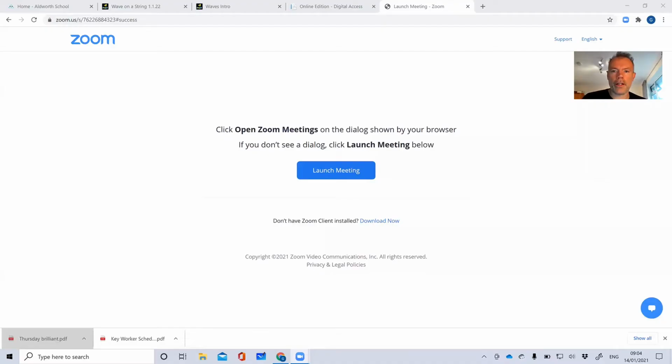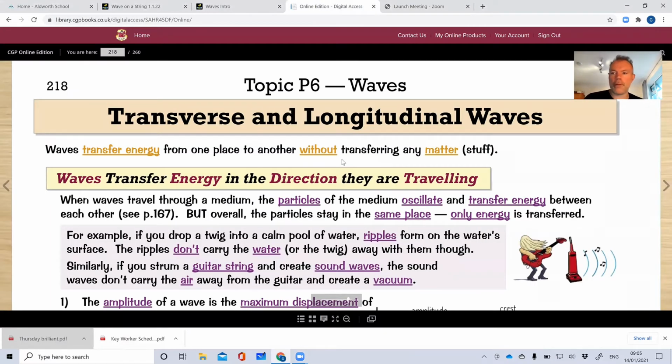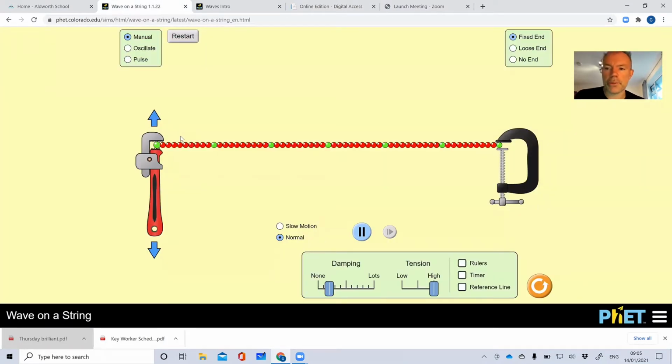So we're going to look at waves, and the part of your revision I'm going to look at is P6 waves. We're going to look at what a wave is and what the difference is between a transverse and a longitudinal wave. So if you're trilogy and your revision guide is page 218, you might have a different revision guide. Now we're going to start with some basics to do with waves.